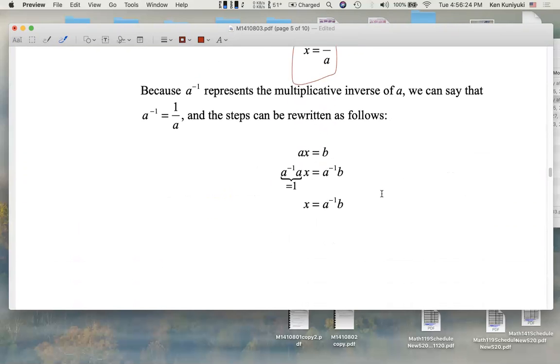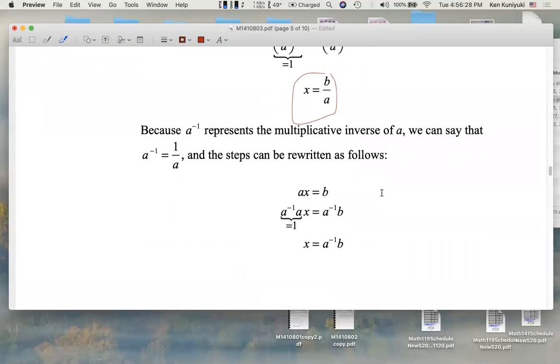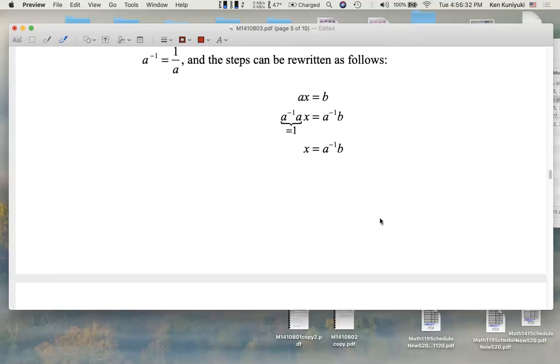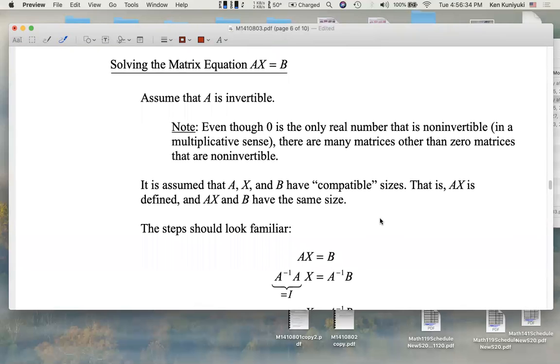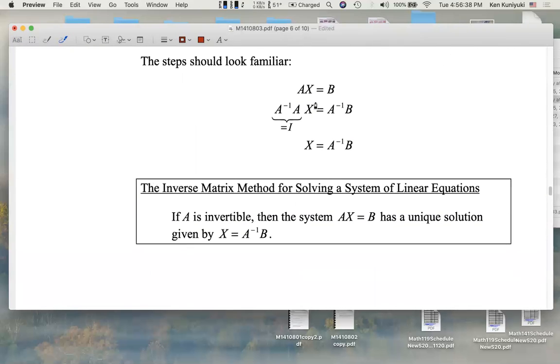But now, what's this? Oh, okay, here I'm writing 1 over A as A to the negative 1. And for matrices, it looks similar. Assume that the matrix A is invertible. AX equals B, all right? Left multiply on both sides by A inverse. Remember, matrix multiplication is not commutative. So when I say multiply by A inverse on both sides, I have to specify on the left.